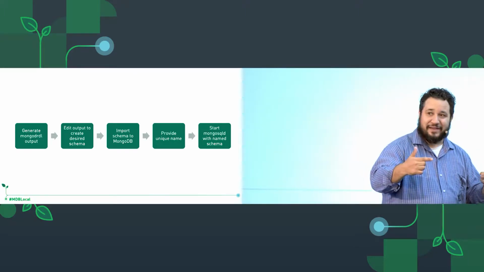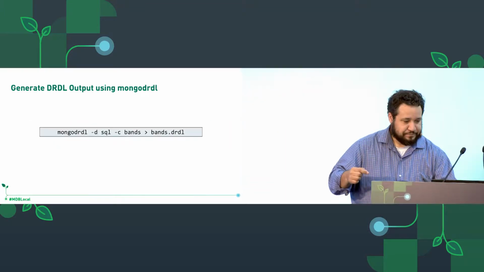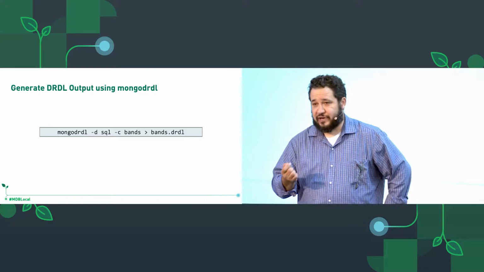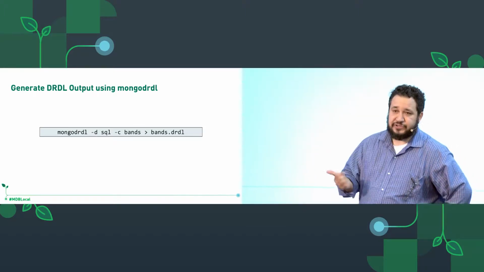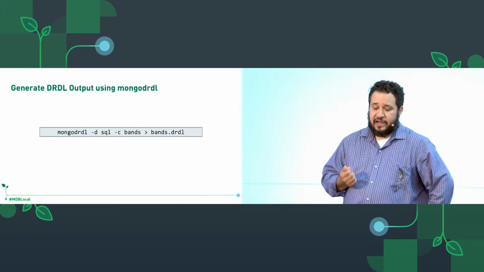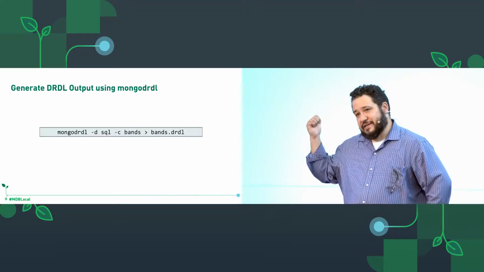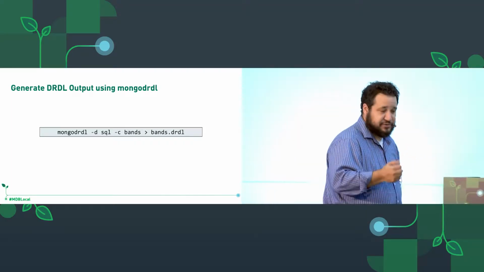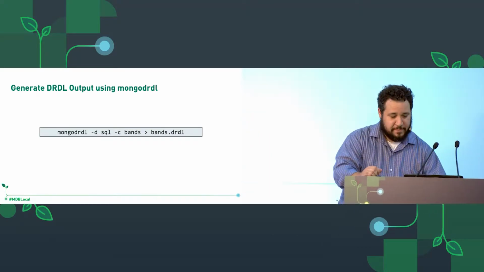So let's dive into this in a little more detail. I mentioned the first thing you want to do is create your MongoDB output, and this is the command you would use. You need to specify your database, your collection, and as I mentioned here, redirect the output to a file. That's usually what is most commonly done.